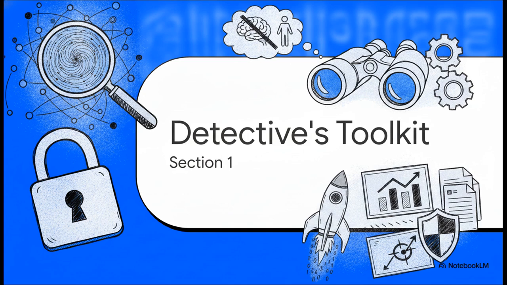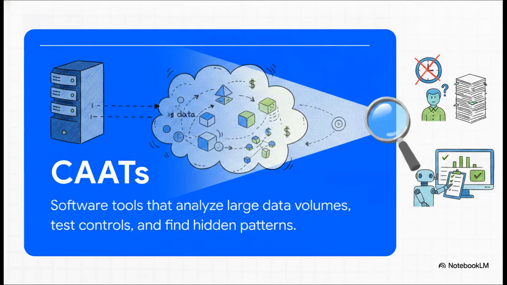Section 1, the detective's toolkit. When you're dealing with massive data volumes, you just can't rely on human intuition alone. You need serious firepower. Enter CAATs, that's Computer Assisted Audit Techniques. Think of this as the ultimate magnifying glass for our digital detective.